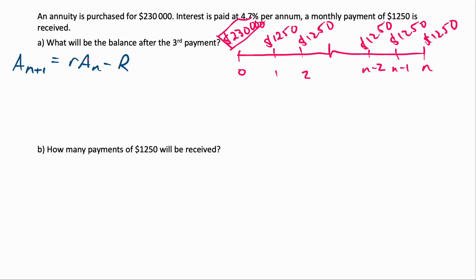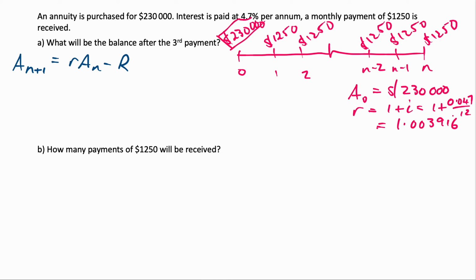So then just thinking about what our little bits are. A0 in this case is 230,000. The R, as always, is 1 plus I. So in this case, it's 1 plus 0.047 over 12. And when we simplify that, we get 1.003916 recurring. And our capital R, that's our regular payment of $1,250.